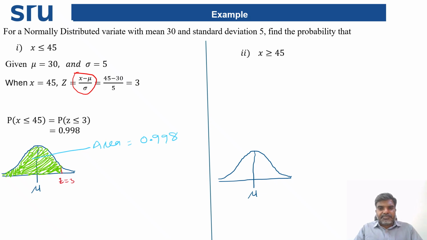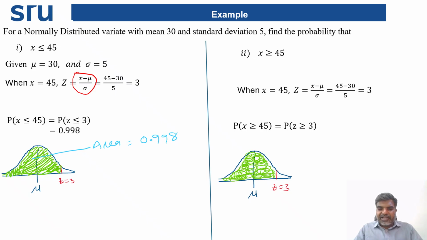Now the second question. When x greater than or equal to 45, we have to find the probability. So we will get the same z that equal to 3. Now we have to find p of x greater than or equal to 45. That is exactly p of z greater than or equal to 3, because we converted x into z, that is 3. 3 is positive, so we have to mark on right side. And the table gives the left side area of z value. See, the area of the green color region. We can obtain this value from the table.